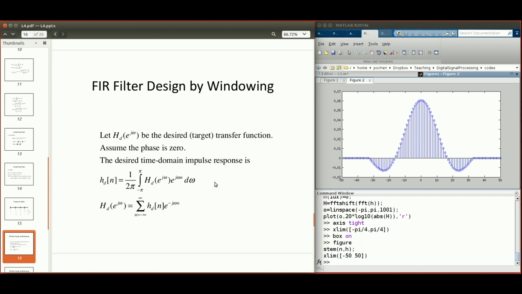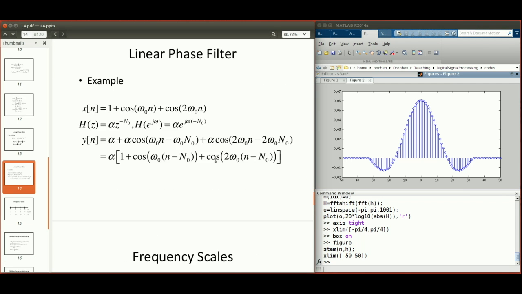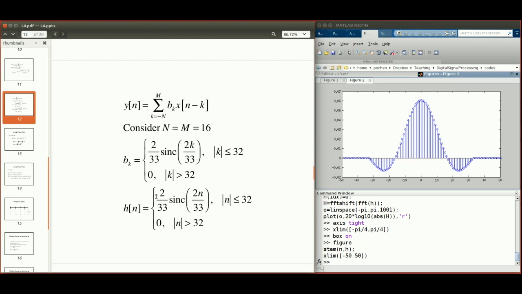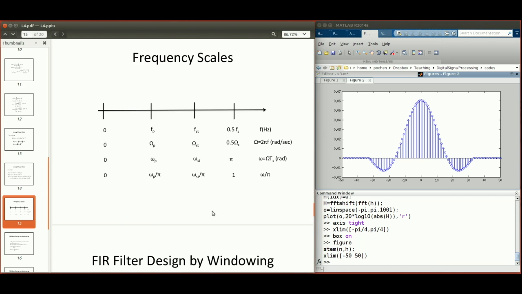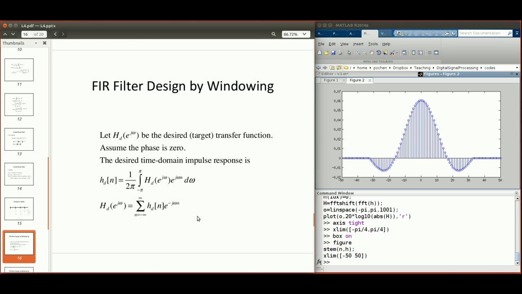So now let's think about finite impulse response filter design through windowing. Windowing means windowing the impulse response of an infinite impulse response in the time domain, just like the idea that we discussed before. We obtained the impulse response for the low pass filter by just zeroing out a sinc function. But let's think about this in a more systematic way.